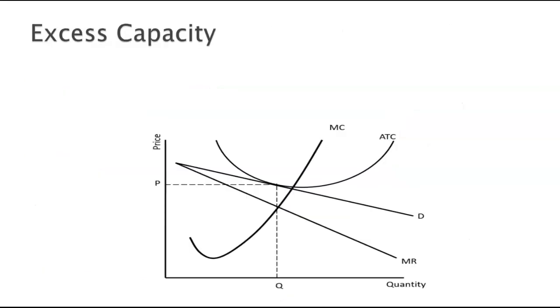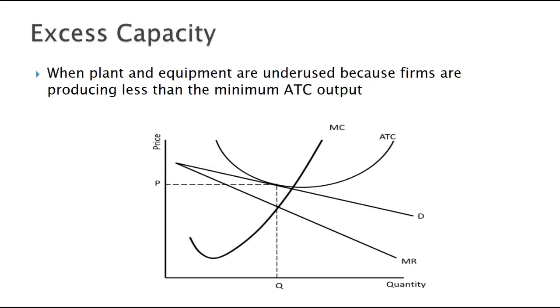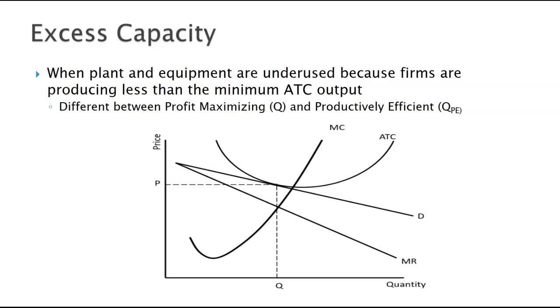One thing we haven't talked about is a thing called excess capacity. That's when the plants and equipment are underused because a firm is not producing at the minimum ATC. So what's that mean? It's the quantity gap between the current production level and the productive efficient output. Productive efficiency is the minimum ATC. So this is the excess capacity. It's mostly talking about monopolistic competition.